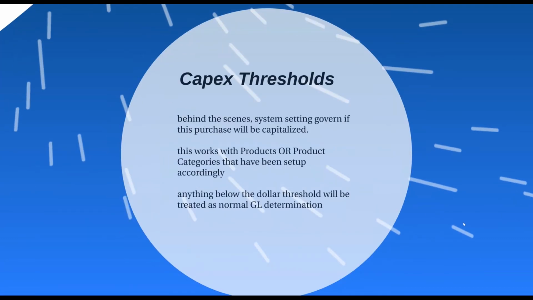And then Capex thresholds, this is something that the user isn't really selecting in any of those fields. This is something working behind the scenes. And this will govern how items will be capitalized. And so this can work with products or with the product categories, depending on how you've configured your system. And then the threshold can determine whether something is treated as an expense, whether it is capitalized, or potentially whether it is just expensed, but still tracked as an asset in the books, but it is not something that you want to depreciate because it doesn't have enough materiality to do that.